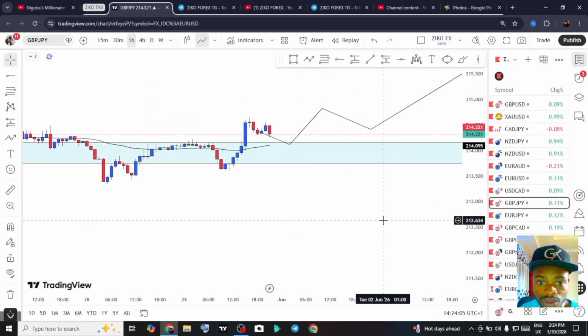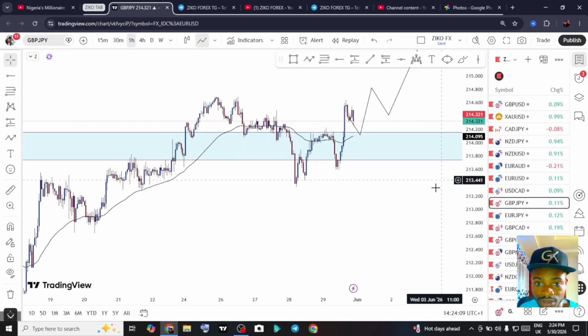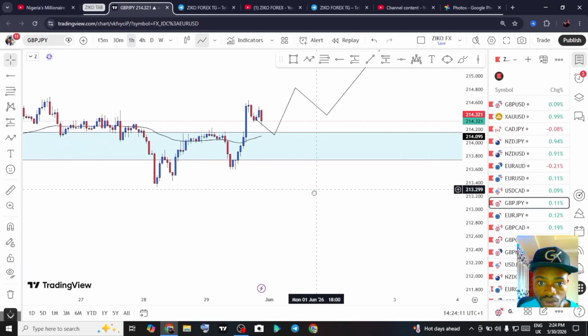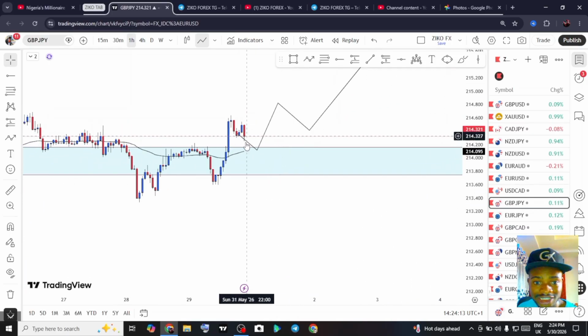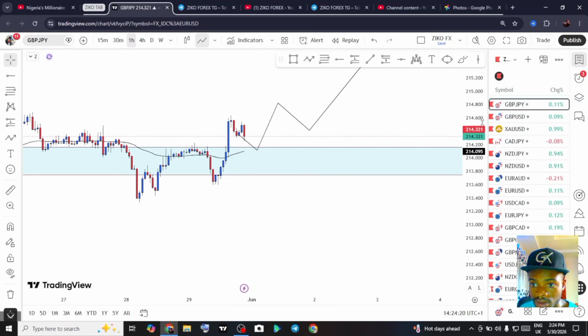Let's see how the 1 hour looks. Right. So 1 hour time frame is also bullish, right? So we have all the time frames in sync. We just need the deeper retracement and confirmatory entries to buy. So GBP JPY, my first market for this week.